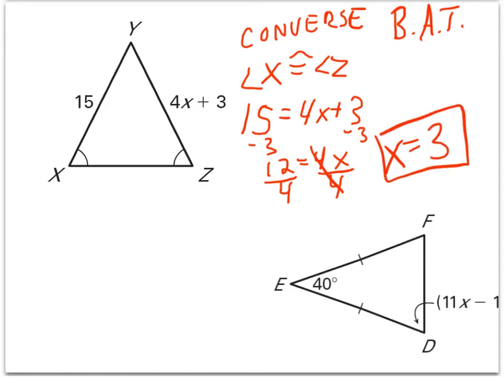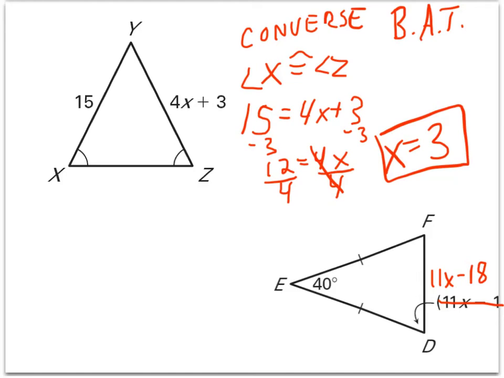Piece of cake once you know the theorem. Second example, we have two given sides and we have to find the other angles. Before we continue with the second example, I do want to apologize. This is supposed to say 11x minus 18, and we'll continue from there.